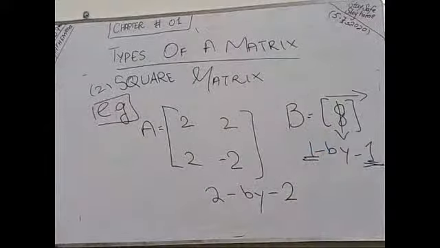Now we will move towards the next type of matrix, which is null or zero matrix. These types of matrix are very important, and they can come in the papers like define this matrix. If there are any questions, you can ask in the comment. So next is null or zero matrix.